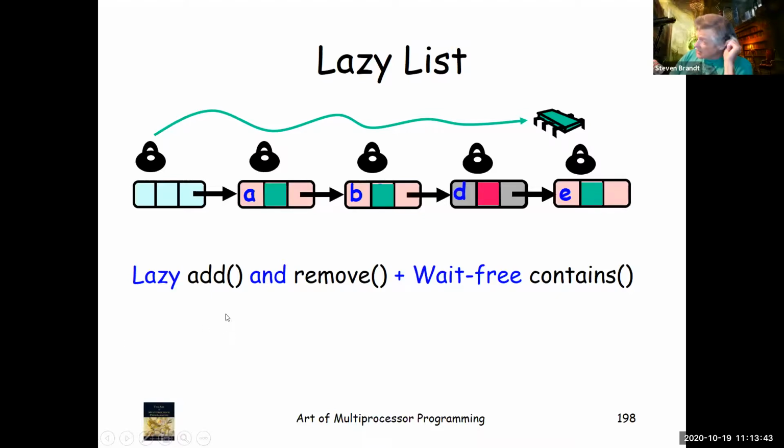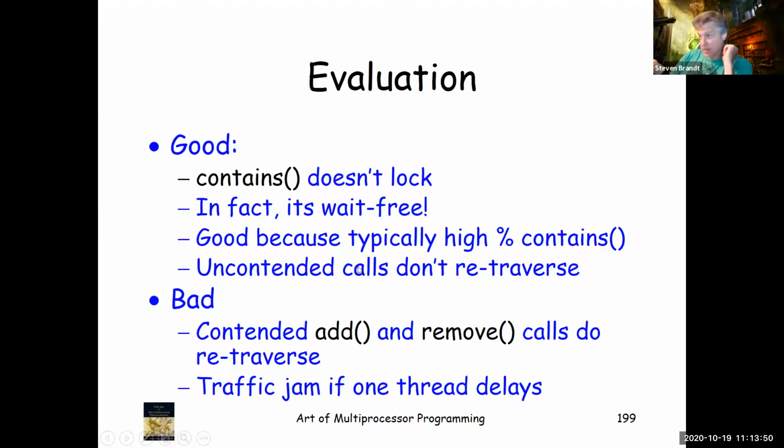So a lazy list can have add and remove plus a wait-free contains. This is a huge improvement, right? Contains doesn't lock, it's wait-free. And this is good because we said that we were imagining 90% of our calls were to contains. And uncontended calls don't retraverse, which is nice. Bad is the contended add and remove calls do retraverse, you know, if they fail, right? And traffic jam can occur if one thread delays.